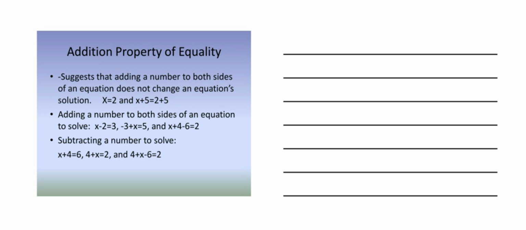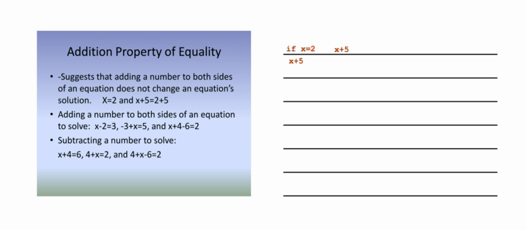Addition property of equality suggests that adding a number to both sides of an equation does not change the equation's solution. For example, if x equals 2 and x plus 5 is equivalent to 2 plus 5, that means x must be 2, right? So x plus 5, if x equals 2.